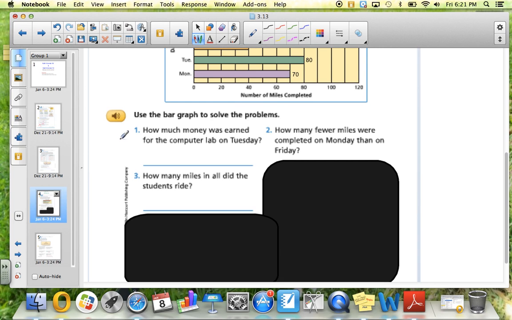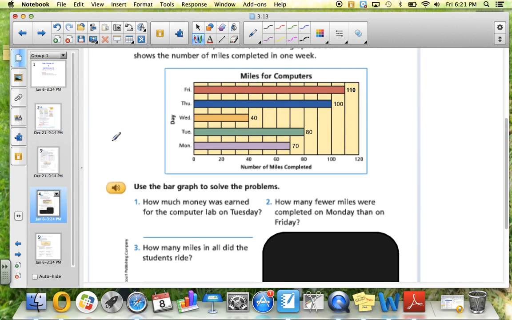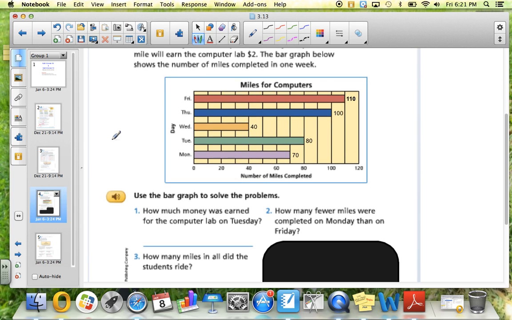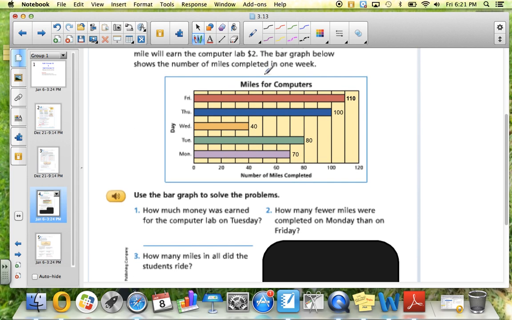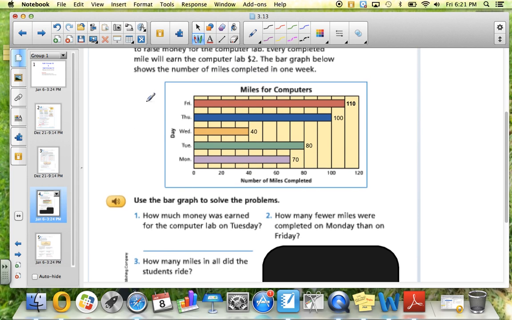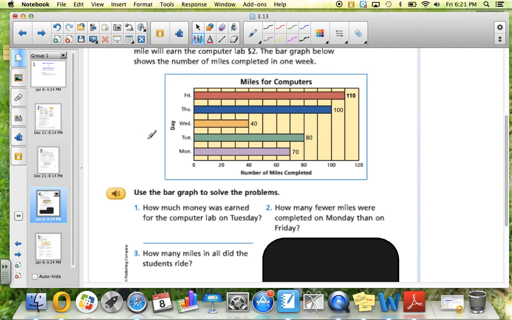So what we need to do is, one more thing. These questions are going to be asking us about miles or about how much money. This shows miles. These are the number of miles. And for every mile, they get $2. So if it's going to ask us about the money, we're going to take whatever the amount of miles we have and multiply it by 2 to find the total amount of dollars they earned. And if it's asking us for miles, well, the answer is right here.